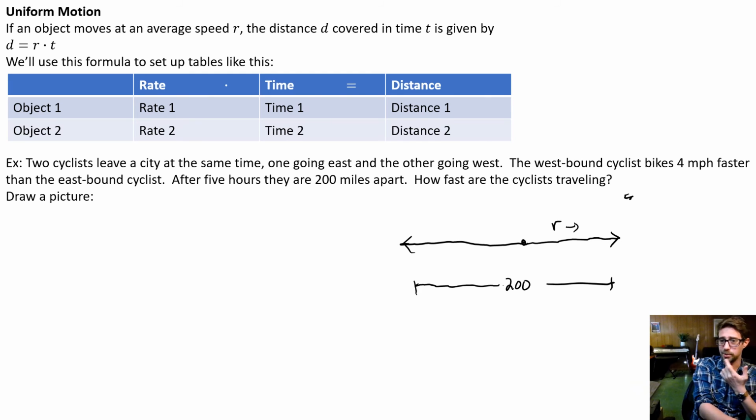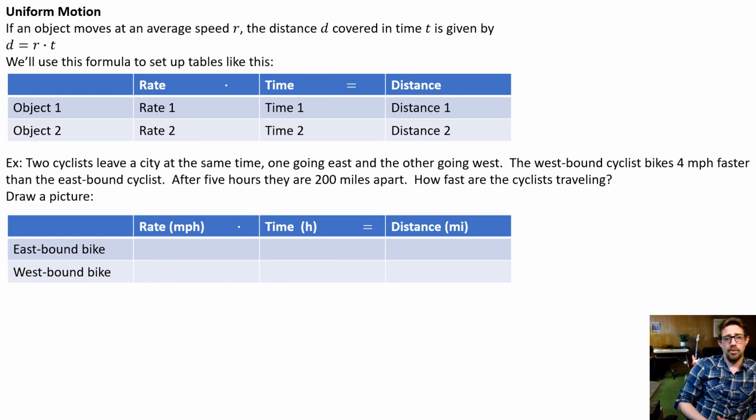And so to do that, we use the other piece of information. We don't want to call it R2. We want to put it in terms of the other variable we declared. So it's 4 miles faster. So this guy or gal is going R plus 4 in the other direction. I'll make all that clear in a second, but that's a fact. And then we can't really put it on the picture, but this whole thing took exactly 5 hours to happen. Okay, so let's write all that down.